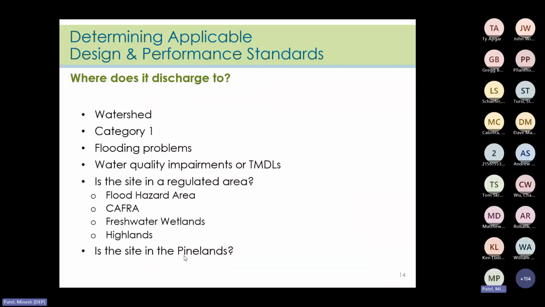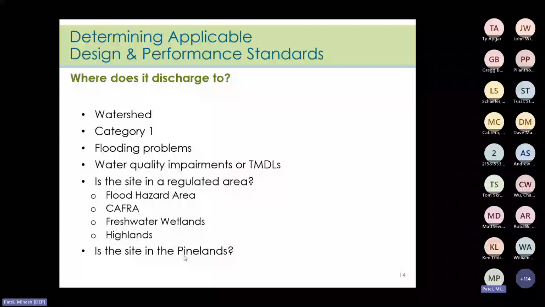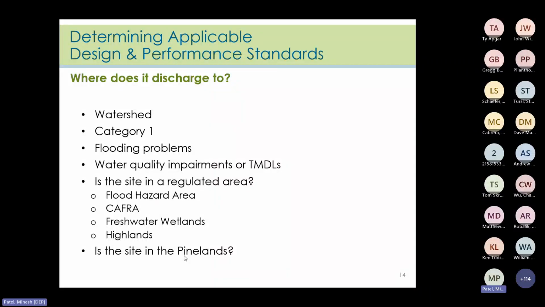Once the reviewer has verified that the required information has been submitted and is accurate, they can begin to actually review the design and performance standards. The plans and report must address the information that's listed here. This information is crucial to determining whether the project was designed properly. Information such as whether the project is discharging to a flood hazard area or a Category 1 waterway are often not included, and therefore they're overlooked during the review. This information may also determine whether or not the project requires input from other agencies, such as NJDEP Land Use or even the Pinelands Commission.